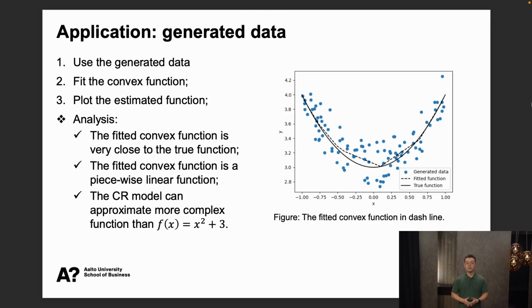Then we use the generated data and fit the convex function. I plot the estimated function on this graph as the dashed line. As you can see, the fitted convex function is very close to the true function, which means that the estimated function is good, or we can say the model is good. The fitted convex function is actually a piecewise linear function. The benefit is that the CR model can approximate more complex functions than f(x) equals x squared plus 3.